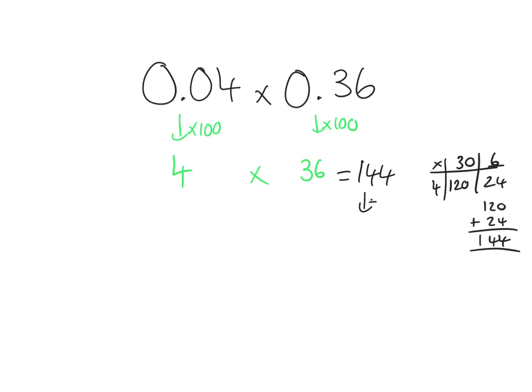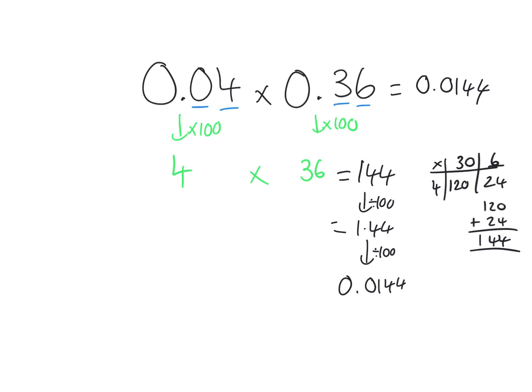And again, this time I've got to divide by 100 to give me 1.44. And then divide by 100 again. Now, that means it shifts 2 places to the right, remember, 0.0144. So my answer here is 0.0144. And we use our little check that I've got 2 places in that number, 2 places in that number, so 4 in the question altogether. And I have 4 decimal places in the answer. So I'm satisfied that this answer is correct.